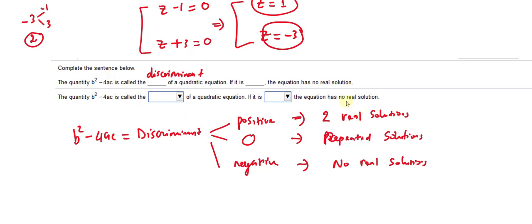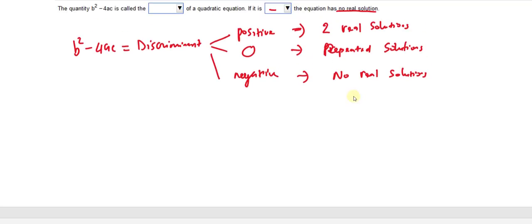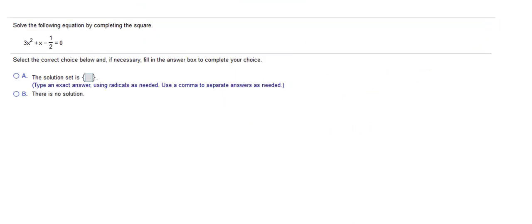So in this case, you want the equation to have no real solution. That means you want b squared minus 4ac, the discriminant of a quadratic equation, to be negative. Then the equation has no real solution. Okay, something is wrong. Let me fix this. Okay, this is the next question.